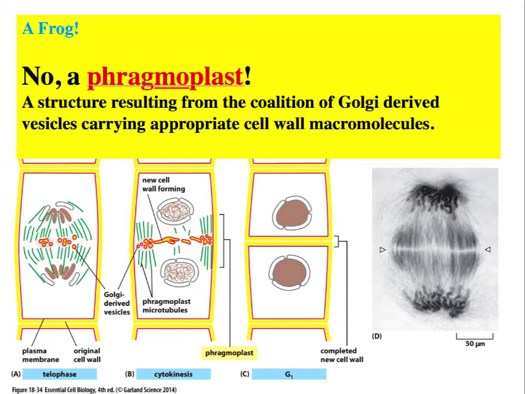And it's made of fragments of the Golgi-derived vesicles that carry appropriate chemistry to re-establish between the two halves a new fresh cell wall. And that cell wall will then merge with the existing cell wall and partition off the two daughter cells. And then later on, the newly made phragmoplast cell wall will be strengthened with the deposition of cellulose.